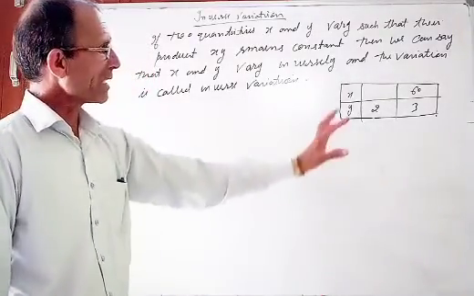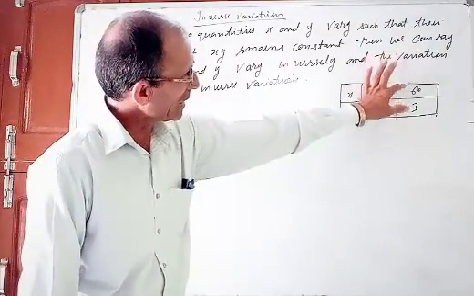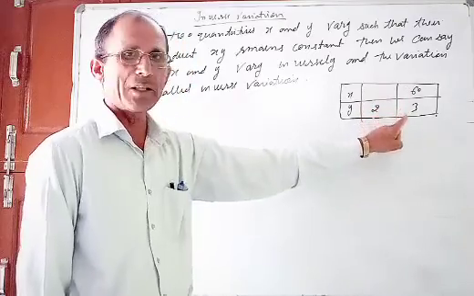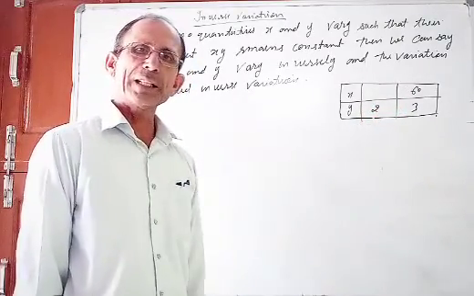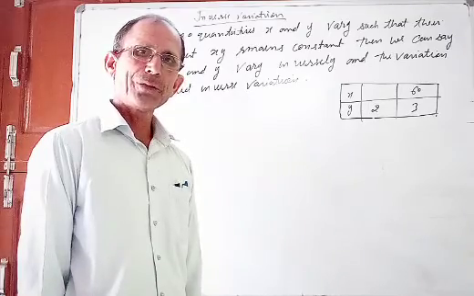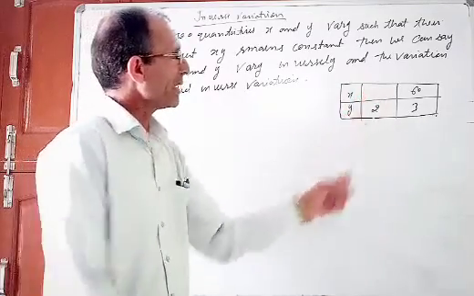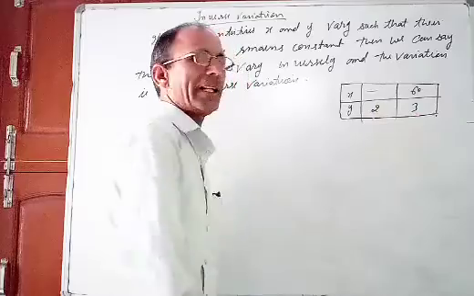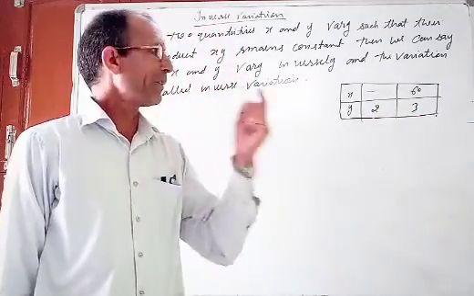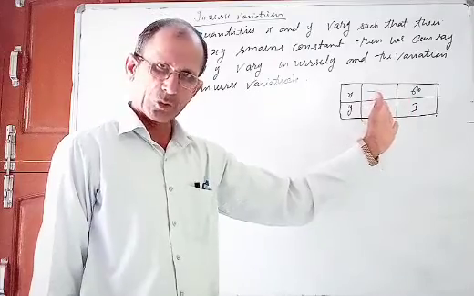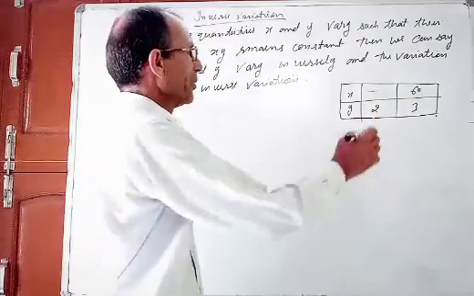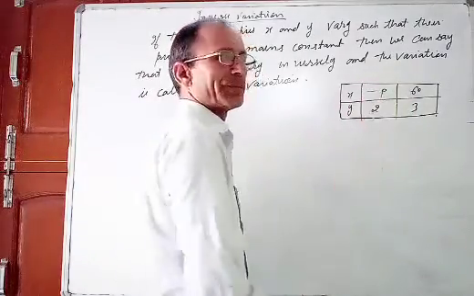So inverse variation means if I multiply, this is the value of x, this is the value of y. If I multiply them, their product will be 180. This is unknown, so we have to find the value of x. This product will be equal to the product of this one. I can assume this is p.